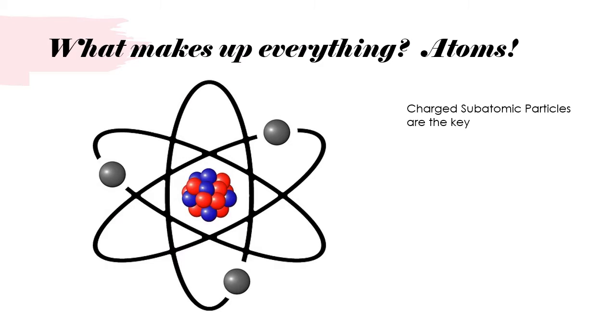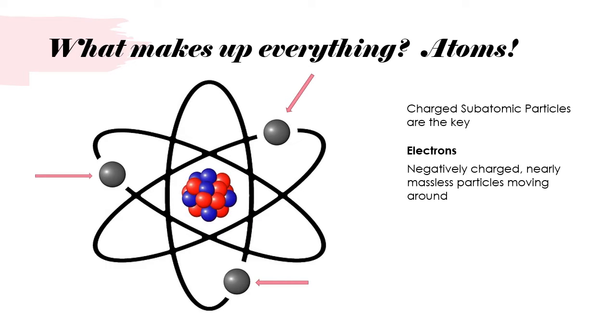So the first step: what makes up everything? Well, it's atoms, and there's our key. Charged subatomic particles are the key for atoms. We have our electrons, which are on the outside. Those are negatively charged, nearly massless particles moving around on the outside of every single atom. Some are more loosely attached, which are called valence electrons. Those are the ones furthest away from the center, called the nucleus.